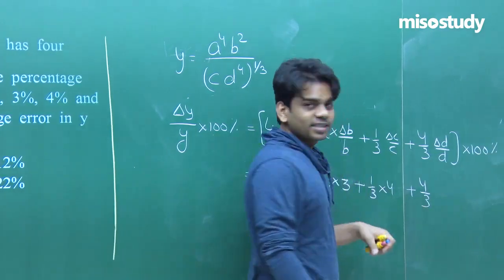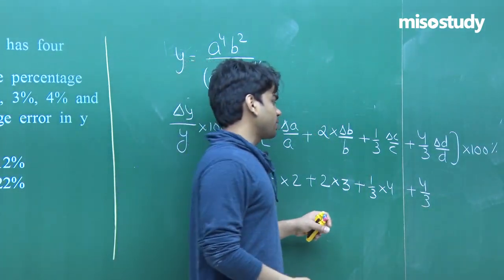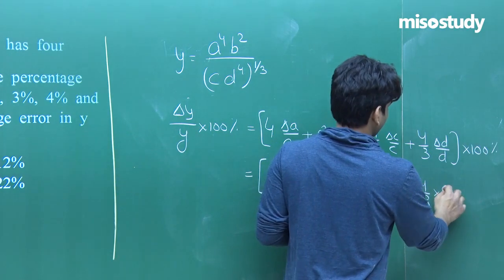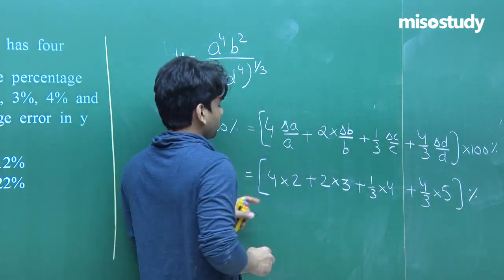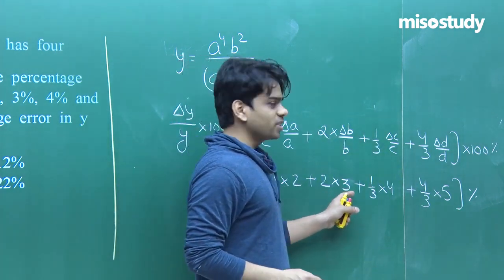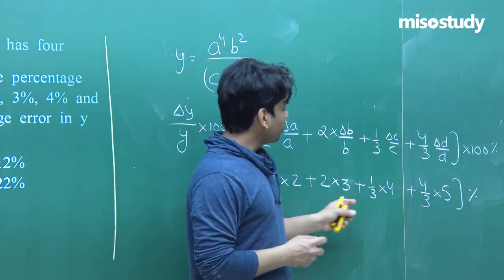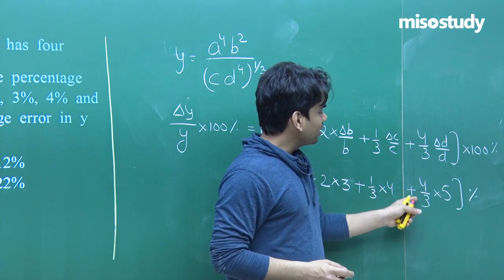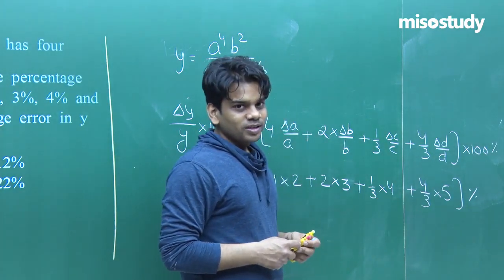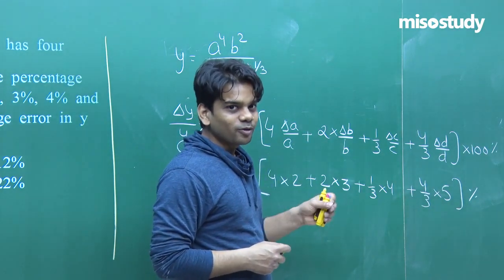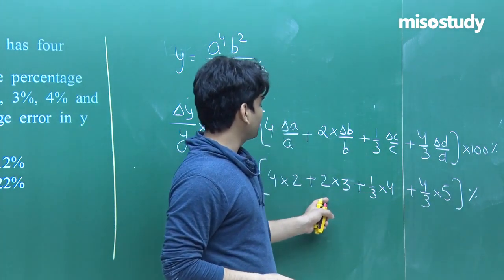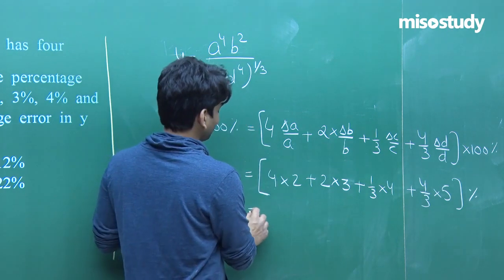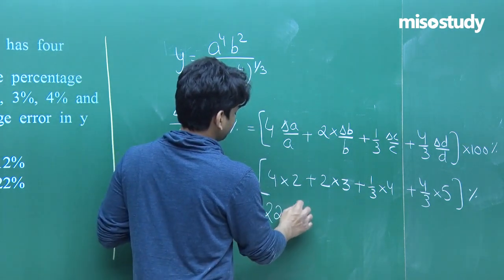For d it's given as 5. So let me write here 5 in terms of percentage. 4 into 8, 3 into 2, 6, 8 plus 6, 14. 14 plus, now see 4 by 3 plus 20 by 3. That means 24 by 3, that means 8. So 8 for this entire term, 8 plus 6, 14. 14 plus 8, you will get 22%.